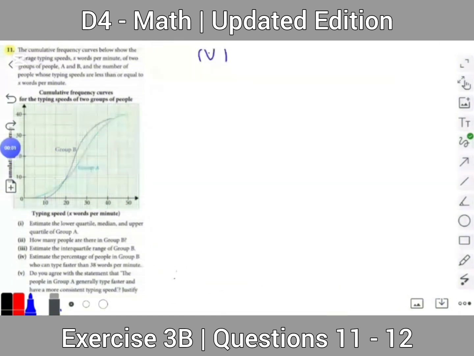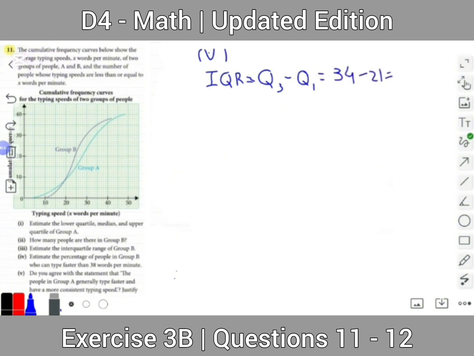In part 5, do you agree with the statement that the people in group A generally type faster and have a more consistent typing speed? Justify. So first we have to find the interquartile range for group A. So here we have the formula Q3 minus Q1. So for group A, the Q3 was 34 and Q1 was 21, and it will give us 13. So the interquartile range for group A is equal to 13, and the interquartile range for group B we found in part 3, and that was 8.5.